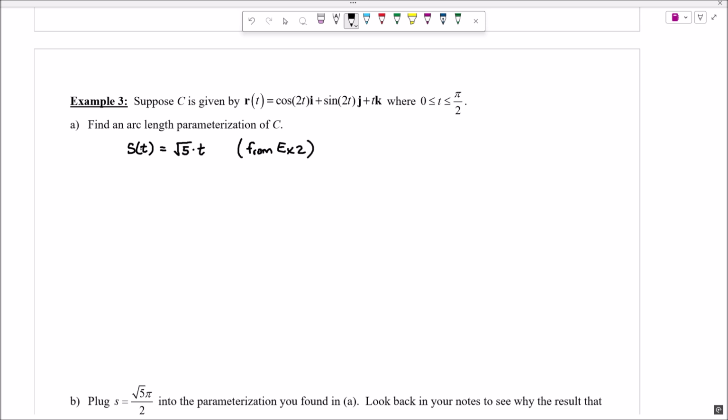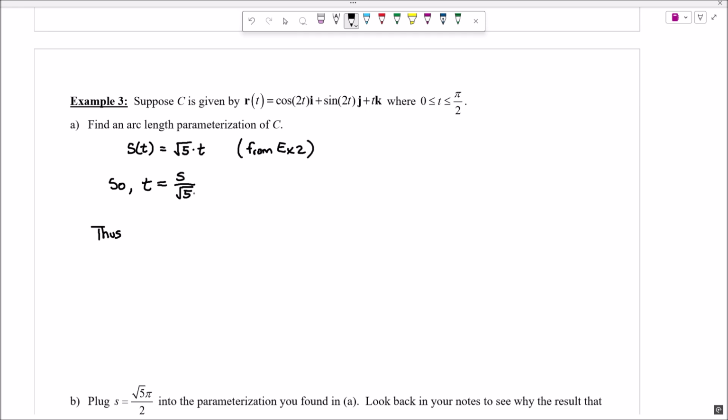Okay. So now the question would be, could I go ahead and actually solve this for t? Well, yeah, that's actually unbelievably simple. You'll note that if I just divide both sides by a square root of 5, I get t equals s over root 5. So I've now rewritten t, and I have a formula that contains only s's.